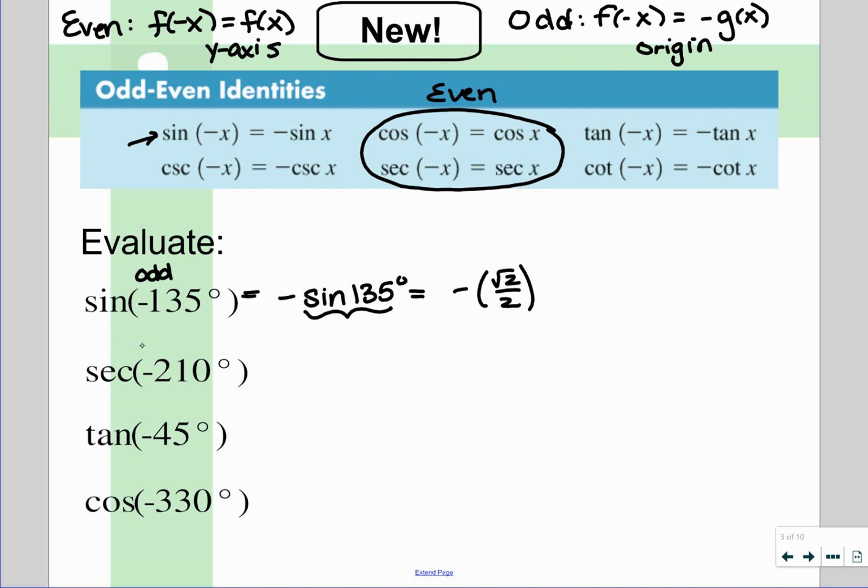Secant is an example of an even function. If it's even, the negative inside, we can pretty much just get rid of. It simplifies back to the original function. So this is exactly the same as secant of 210, if I recognize that. And I don't, again, have to add or subtract anything. What's the secant of 210?